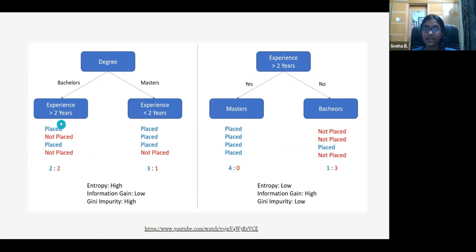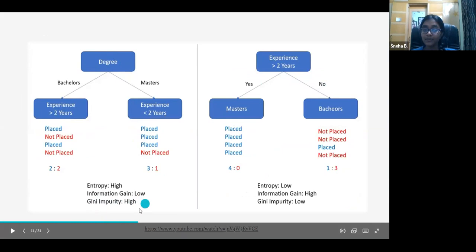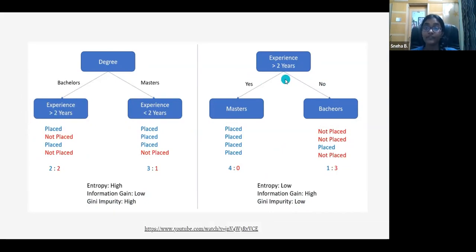While in this manner, it's not doing that great of a job, because here you have a lot of impurity and so do you have a lot of impurity here. So that's why we have the Gini impurity value high here, while the Gini impurity value is low over here, because it's doing a good job of separating the data. Ultimately you have to divide your data based on the experience and degree into either placed or not placed. When you arrange the tree in this manner, it's doing a better job of splitting the data into placed and not placed than this particular way of arranging things.